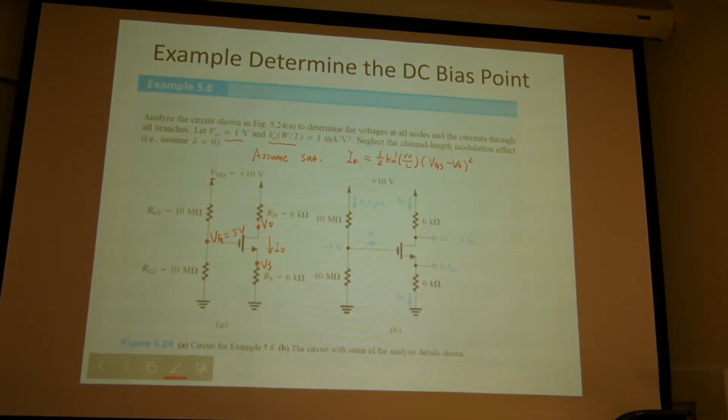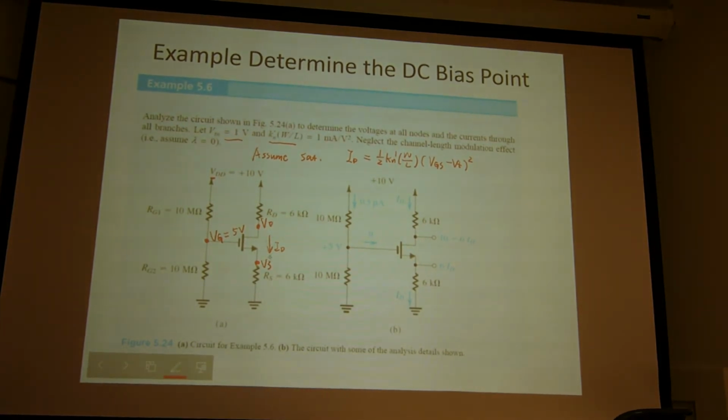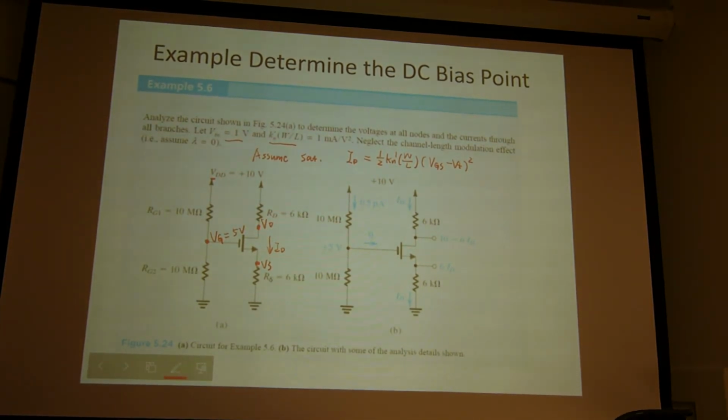Here you see this branch, we have ID. This current will flow through the 2 resistors, RD, RS, and this transistor. They will be the same current, because current is continuous. So then the voltage drop across the RS will be RS times ID. That is the VS, right?